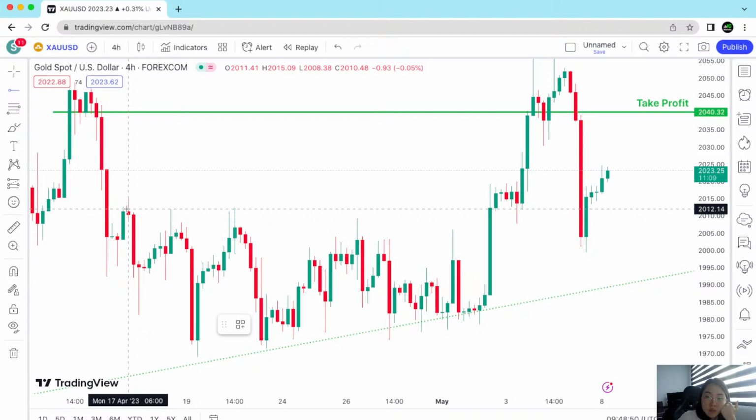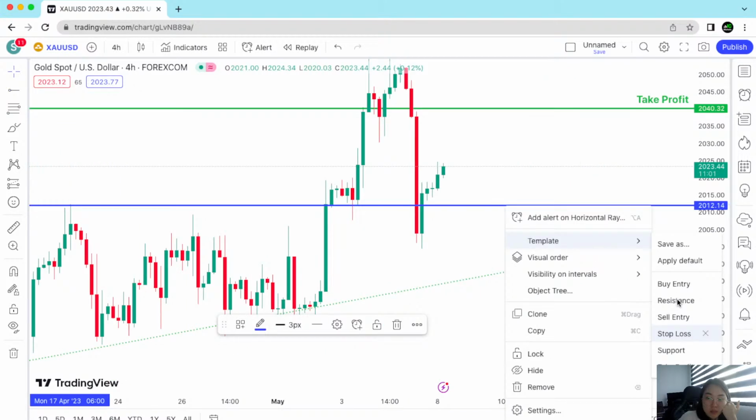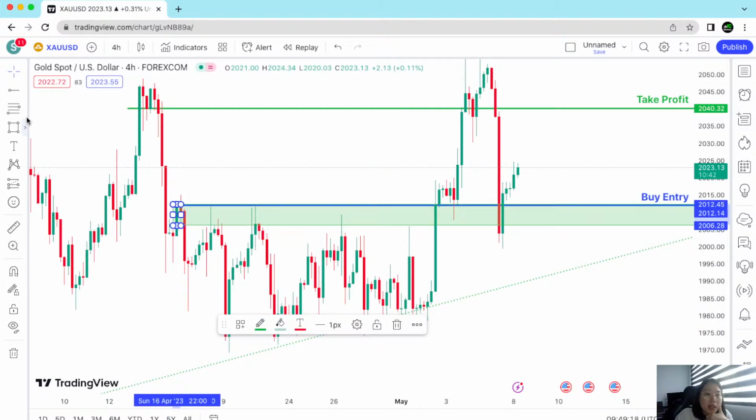Okay, this is my other buy entry now. In the event gold pulls back to this area here, I'm gonna have to highlight a zone. I'm sorry, I cannot pinpoint an exact number. Why? Because there's too many wickings going on.